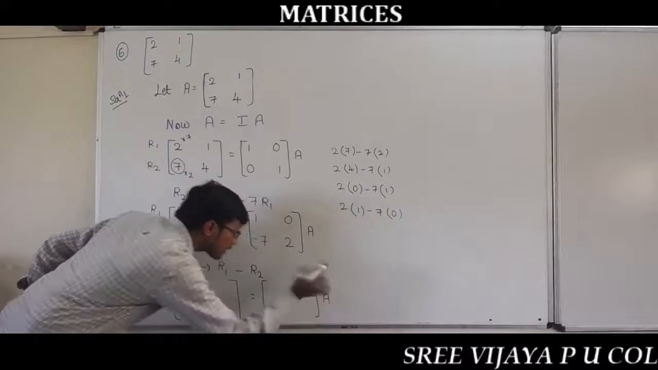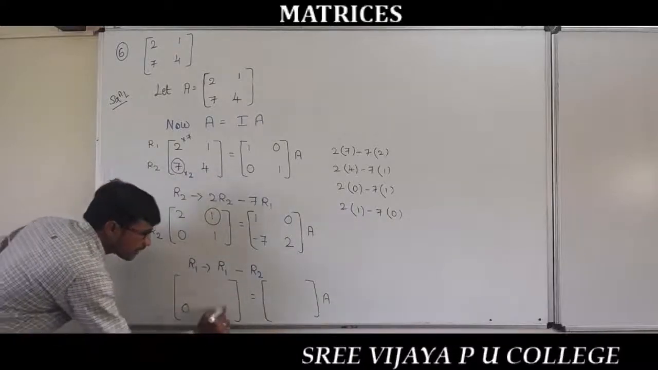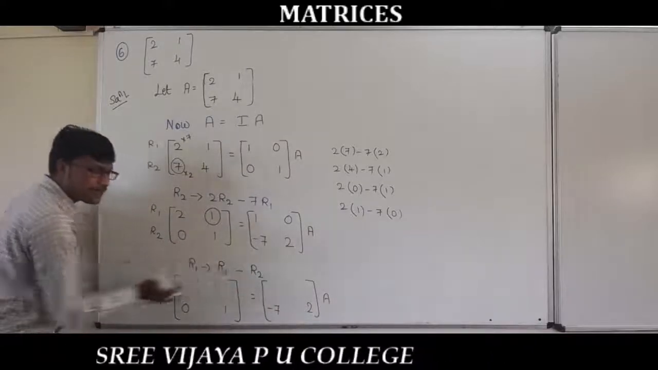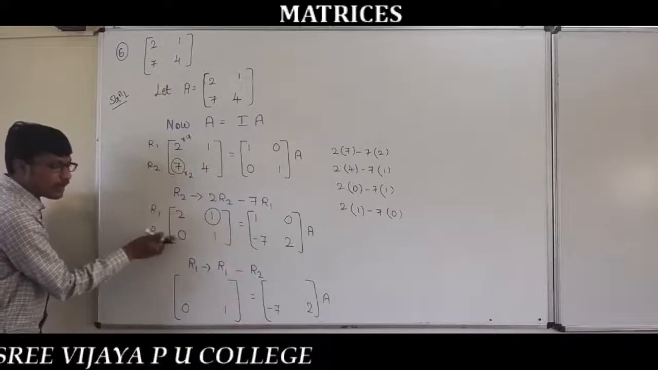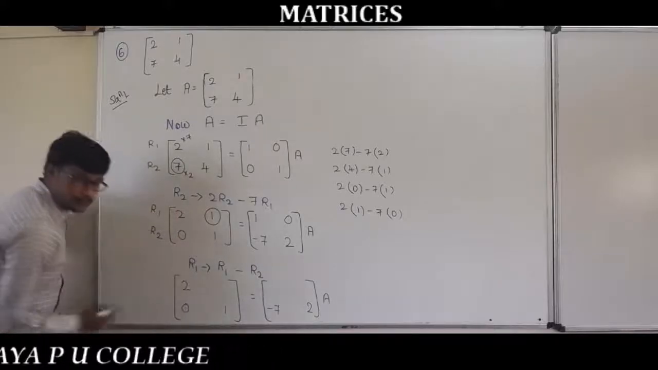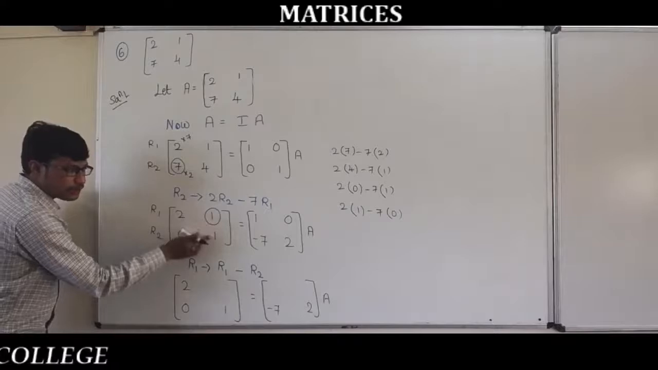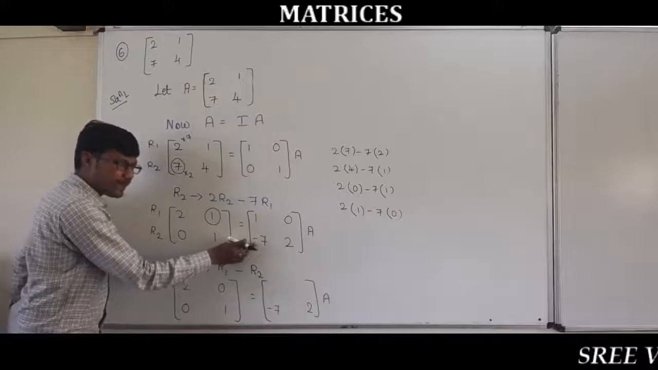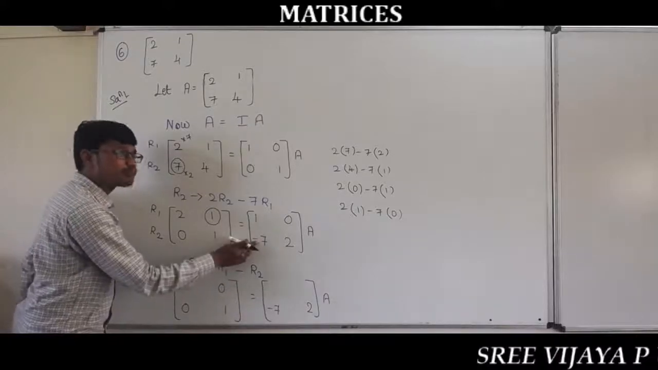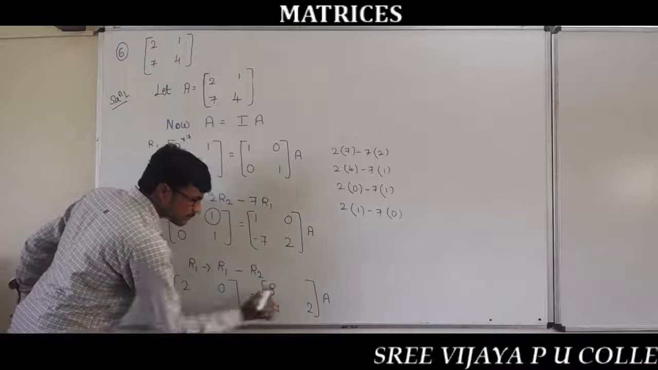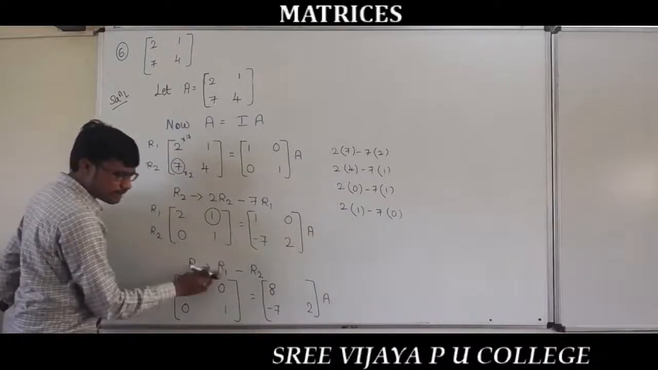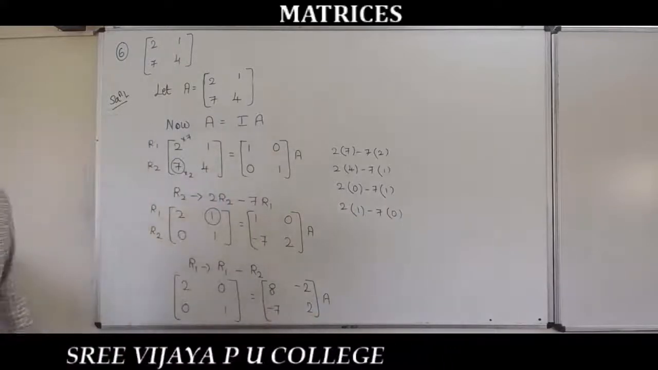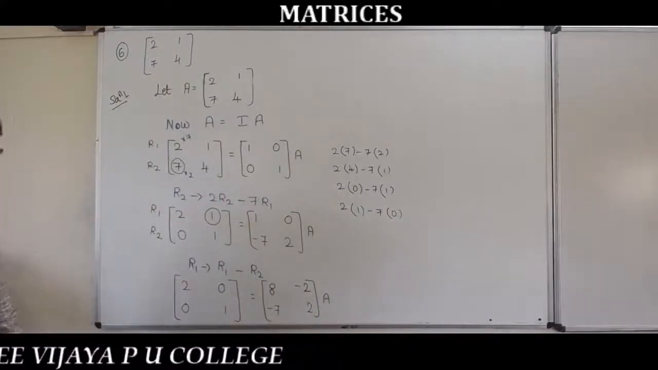So first of all, write that R2 only: 0, 1, minus 7, 2. Okay. R1 can be taken as R1 minus R2, right? Just subtract. R1 is 2, R2 is 0. 2 minus 0 is 2. R1 is 1, R2 is 1. 1 minus 1 is 0. R1 is 1, R2 is minus 7. With the minus sign, minus of minus becomes plus 7. So 1 plus 7 is 8. Next, R1 is 0, R2 is 2. 0 minus 2 is minus 2. Got it? So now we got to the next elementary operation.